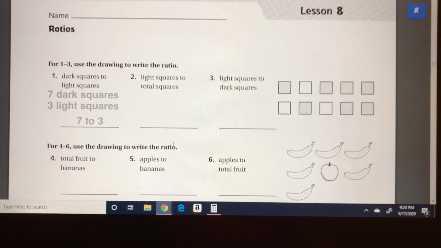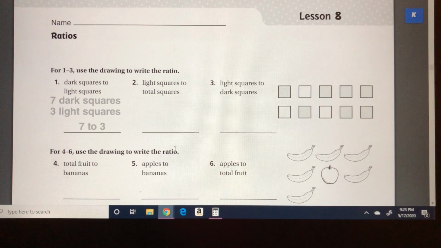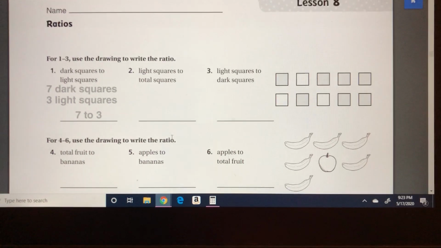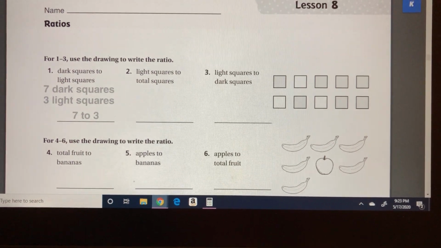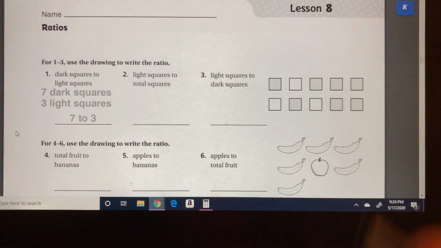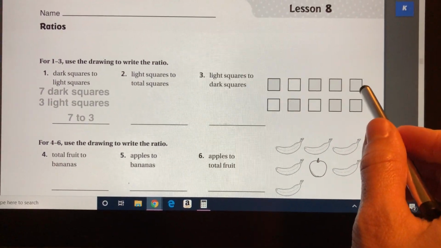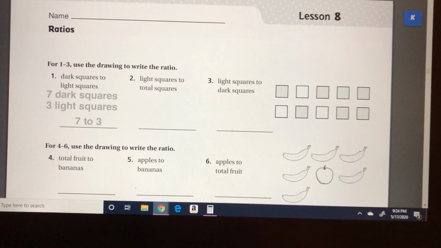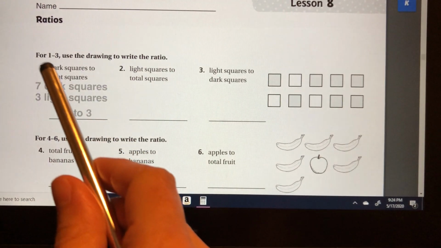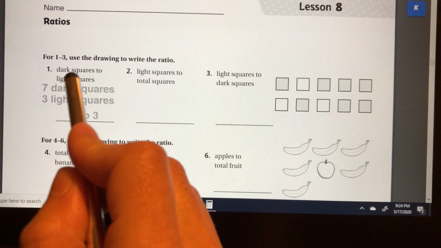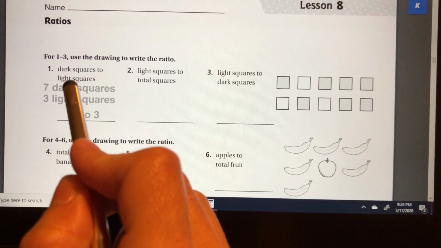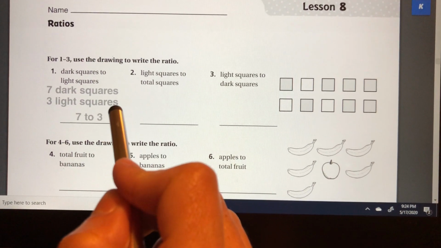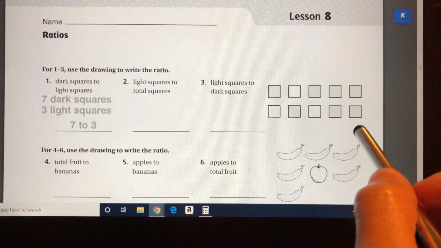It's a separate worksheet that I found where I can teach and go over most of the questions and not give you guys the answers to all 10 or 9 questions. So if you notice, the instructions tell you to use the diagram here for numbers 1 through 3. Now, number 1 is done for you, and let me just explain to you what they did anyway. What they want is for you to figure out how many dark squares there are compared to light squares. So if you notice, here it says 7 dark squares, 3 light squares. So they already did the counting for you.